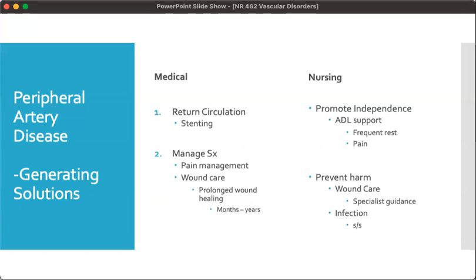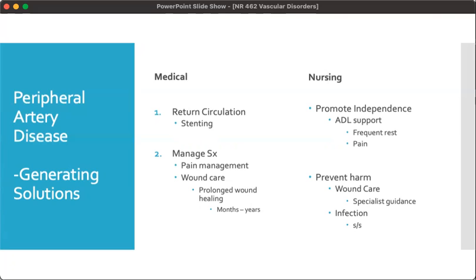On the nursing side, we want to promote independence. This means ADL support because these patients are going to have a hard time walking around because of that intermittent claudication pain that they experience in their legs, and also because of the impaired sensation. So we always want to plan for frequent rest when they're performing their ADLs. So these are things like putting a chair nearby so they can sit down rather than standing up like at a sink to wash their hands, and also addressing their pain.